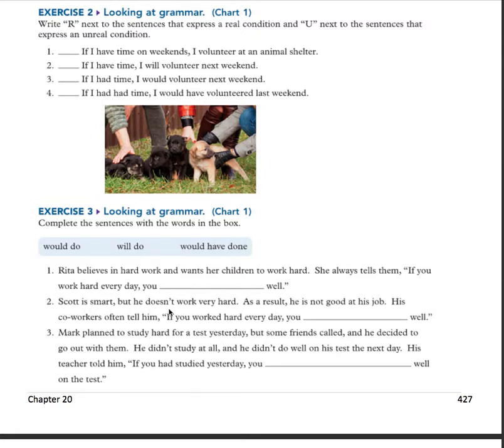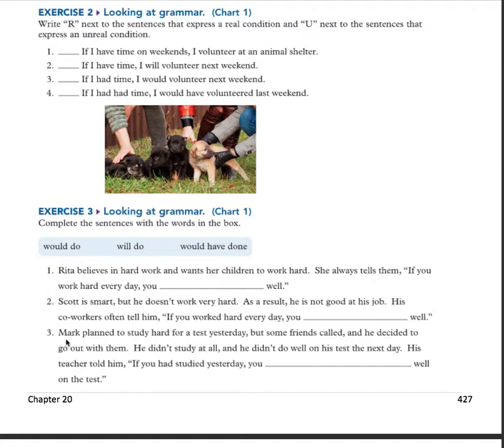Scott is smart, but he doesn't work very hard. As a result, he is not good at his job. His coworkers often tell him, if you worked hard every day, you blank. So here, worked is in the simple past. So the result clause is going to be would and the simple form of the verb. You would do well.